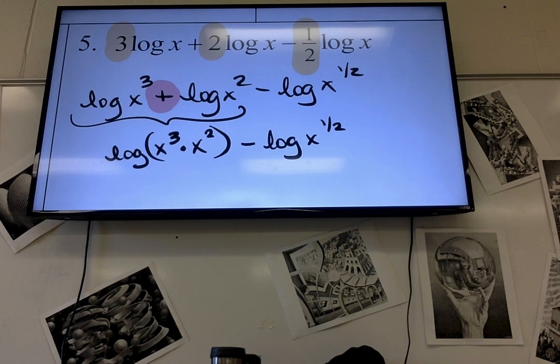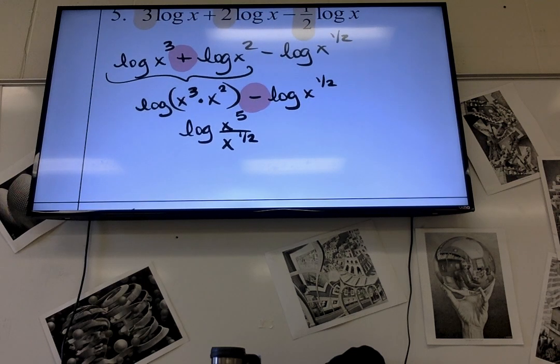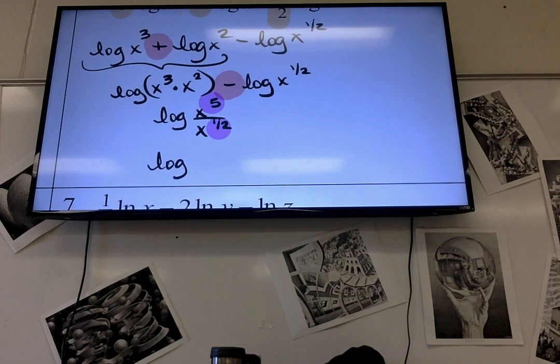Now what? Yeah, we have subtraction, so we can rewrite it as a fraction. It looks like we can go ahead and multiply those. So it'd be x to the 5th over x to the 1/2. We can simplify that. What do we do with the exponents when you're dividing? Subtract. 5 minus 1/2. You can bow tie or get a common denominator. That's x to the 9/2.